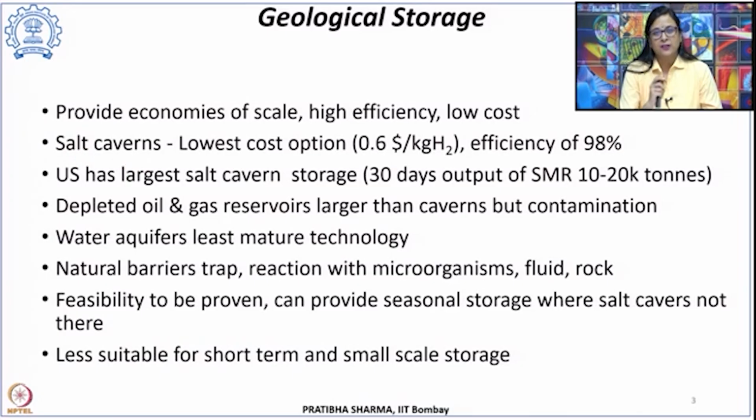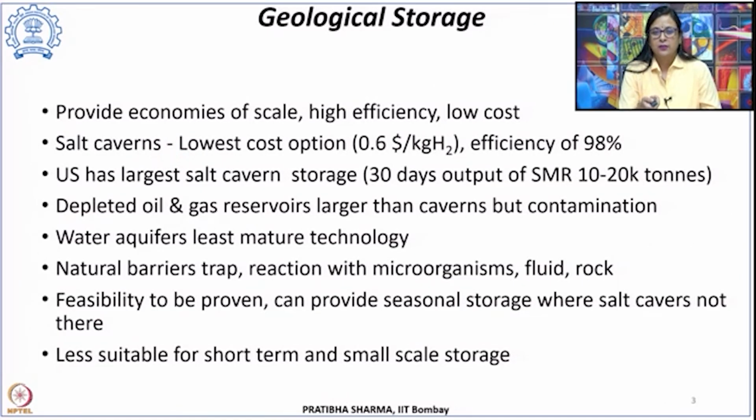in spite of the low density of hydrogen as against natural gas, still this particular method of storage is the lowest cost option. So, if hydrogen is stored in salt caverns, the cost predicted comes out to be $0.6 per kg of hydrogen being stored, with an efficiency of 98%. At the same time, in salt caverns the risk of contamination is very low. We can also get a higher delivery rate because of the high pressure at which it is stored.